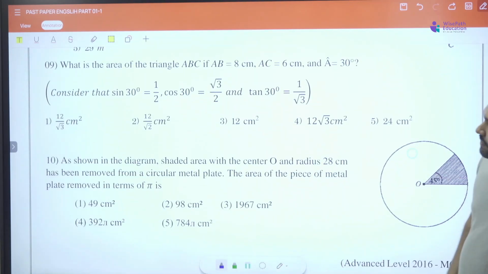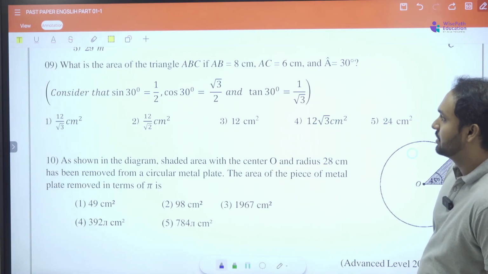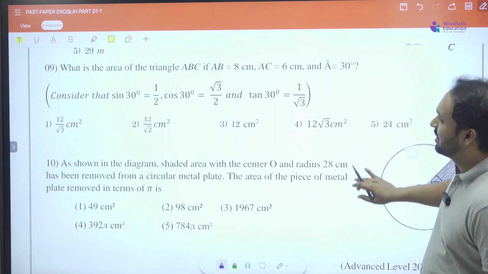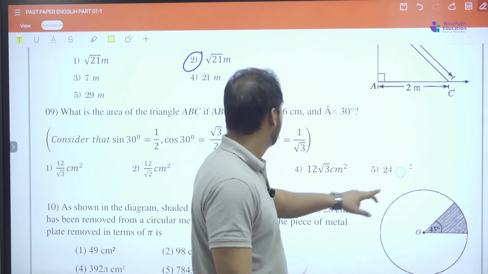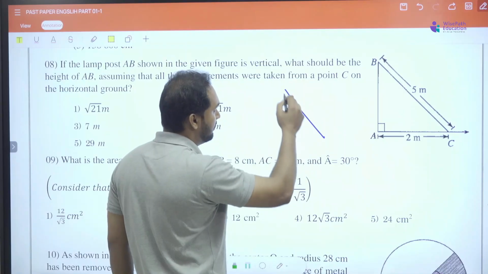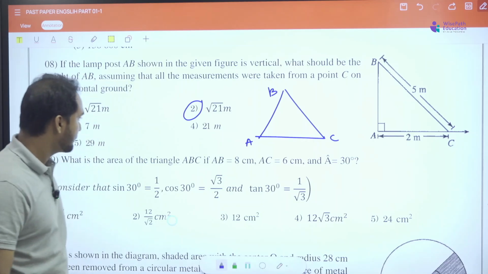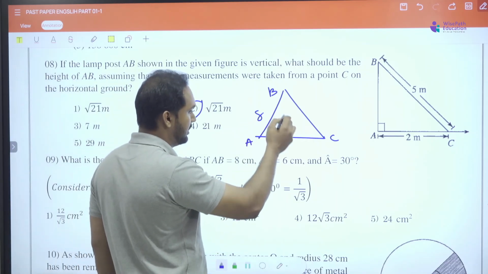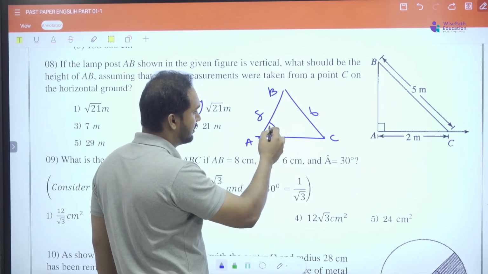Same answer. What is the area of the triangle ABC if AB equals 8, AC equals 6 and A is 30 degrees? Consider sin 30 is half, cos 30 is √3 over 2, tan is 1 over √3. It doesn't matter, you find a way to answer it. Now draw the triangle. I'll just draw a random triangle ABC. This is A, this is B, let's say this is C. AB is 8, AC is 6 and angle A is 30 degrees, right?